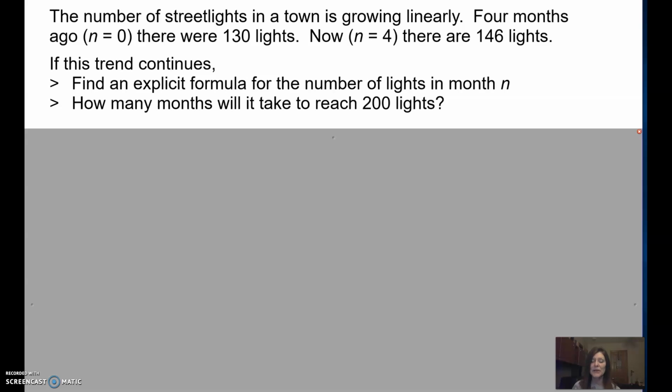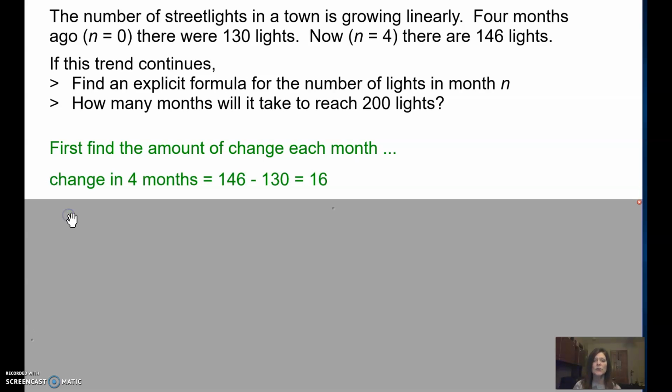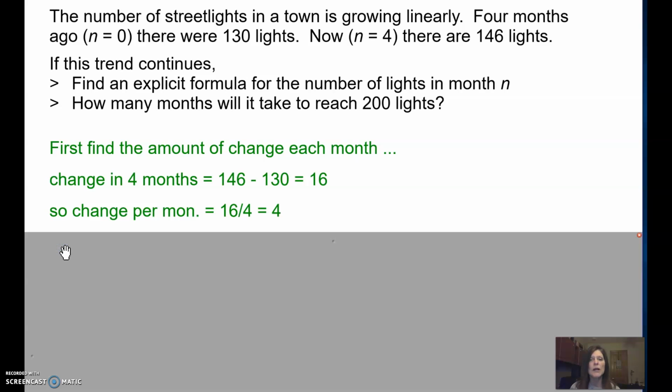Okay. So if you worked it out, let's check your answers. If you're not sure and you're just following along, let's go through it. The first thing, just like before, is we need to figure out what is that change per month. Well, it said 4 months ago there were 130. Now, 4 months later, there are 146. So the change is 146 minus 130, or 16. It says 4 months, so I'm going to divide that by 4 to get 4 per month, and it is a positive because they're growing.